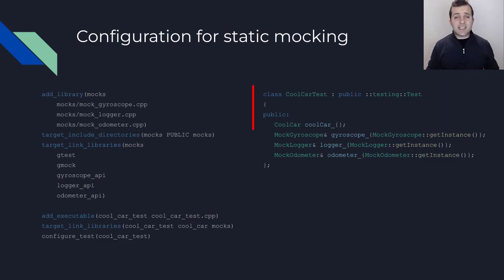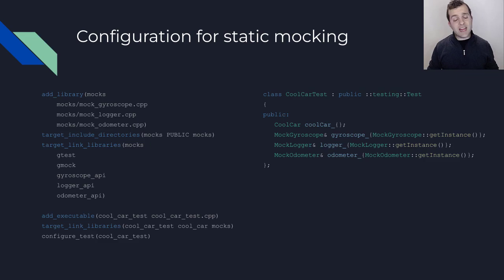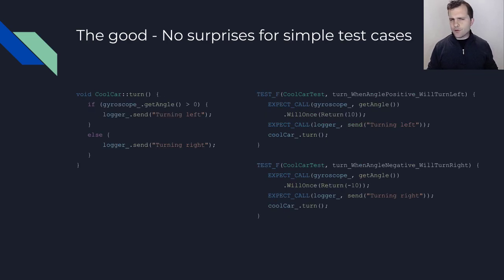For convenience, since we will have multiple test cases, we create a test fixture called cool car test that gets hold of all the mocks and a cool car instance. There are no surprises when it comes to simple test cases. Verifying the functionality of turn works as expected. Static mock injections work well when the mocking scenario is simple.